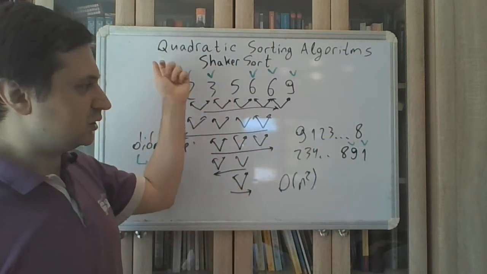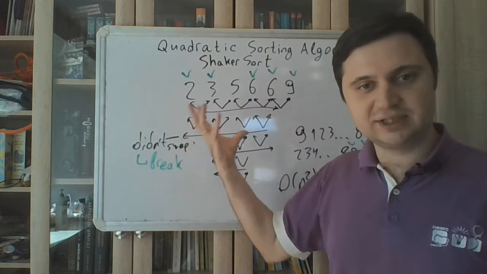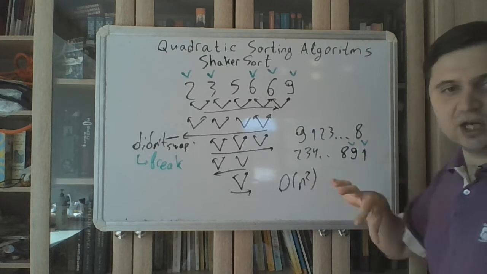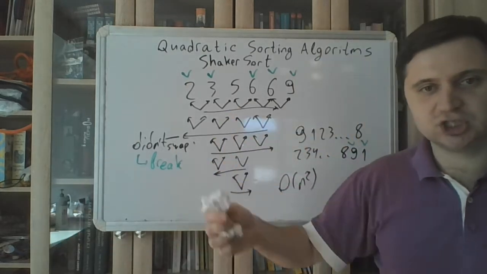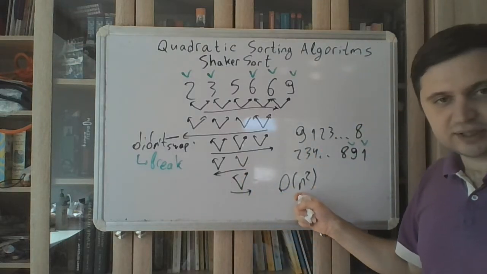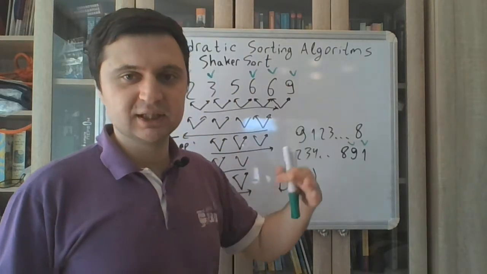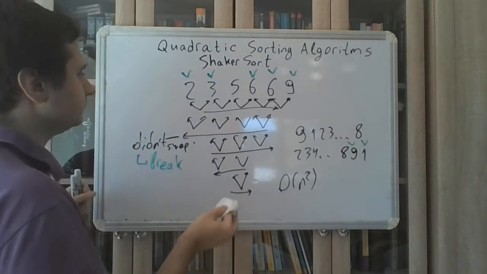So the shaker sort works wonderfully on arrays that are already almost sorted, like sorted arrays with some distractions, with some bad changes, with a few changes, and it will work in quadratic time on any data set. So this is a next level of understanding of the bubble sort algorithm.